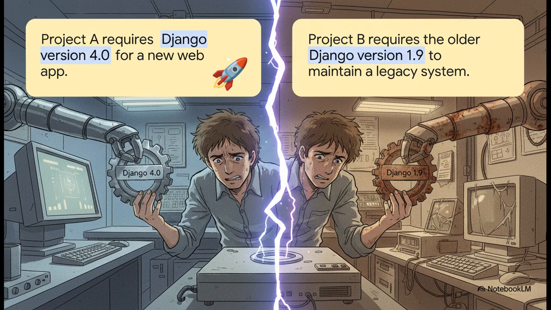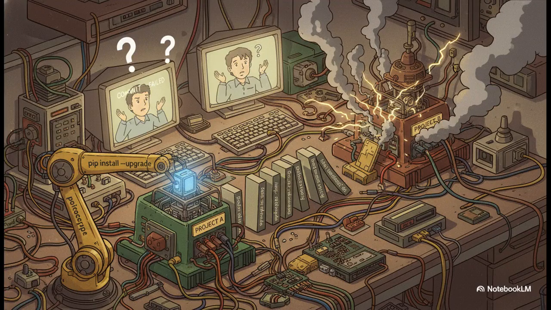Imagine you have Project A, a shiny new web app that needs the latest and greatest, Django 4.0. But you also have to maintain Project B, an old legacy system that's stuck on the ancient Django 1.9. Well, guess what? Your main system can only have one version of Django installed at a time. You're completely stuck. You literally have to choose which project to break.